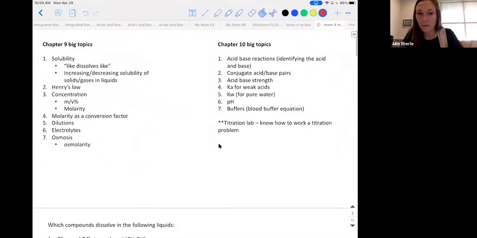Okay, here they are. So this is just a list of the big ideas from chapters 9 and 10. And just real quickly, I'm going to walk through them and remind you of a few things.